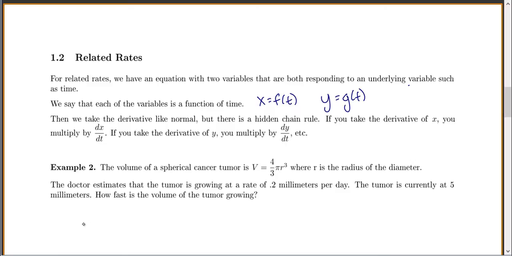So let's try examples. These are always going to be very application-based examples. The volume of a spherical cancer tumor is volume equals 4/3 pi r cubed, where r is the radius of the tumor. The doctor estimates that the tumor is growing at a rate of 0.2 millimeters per day. The tumor is currently at 5 millimeters. How fast is the volume of the tumor growing?